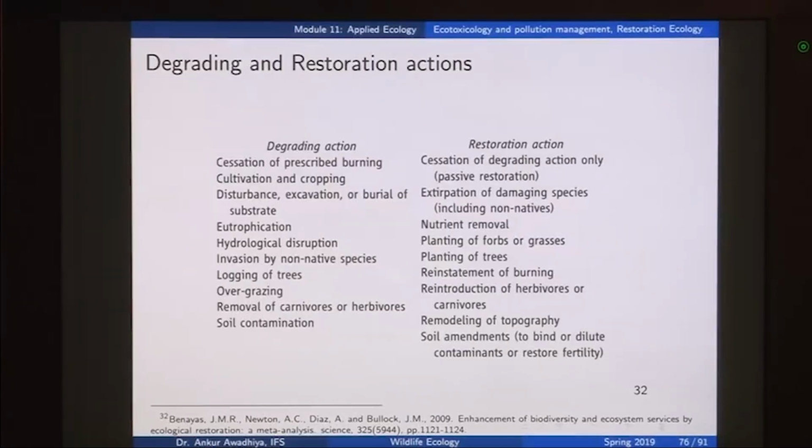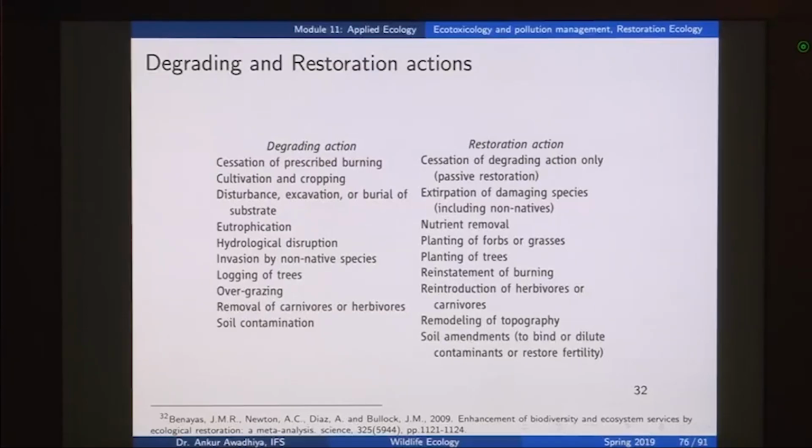Another example is extirpation of damaging species including non-natives, such as what we saw in the last lecture in the case of prickly pear or opuntia. So, that was a non-native species that was coming up in a large way in Australia and you got rid of it. So, that is a restorative action, because in this case the native species will be able to reacquire that particular area that was earlier invaded by the prickly pear.